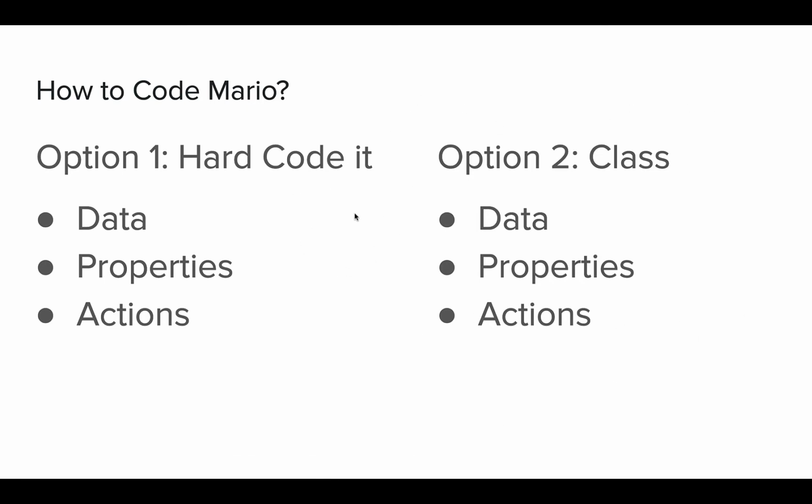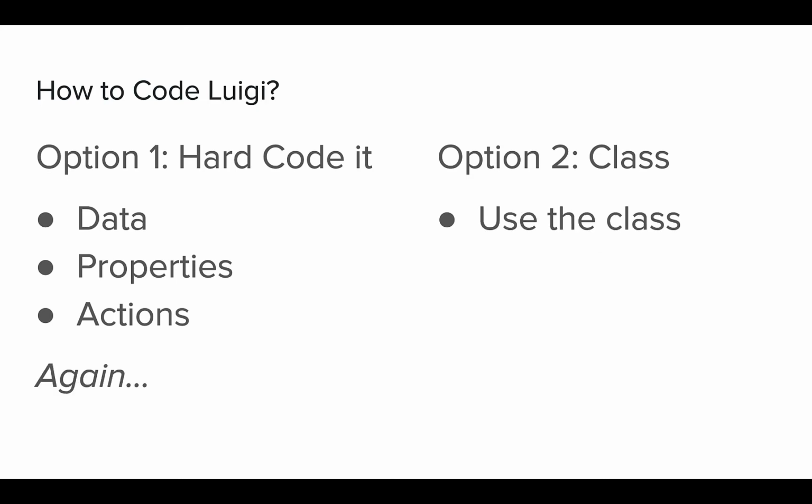As of right now, we're not really doing ourselves any favors, because all we're doing is writing the code. When it matters is when you have to do something else, like create Luigi. If we did that first option, if we hard-coded it into the Mario object, we would have to repeat all of that information for Luigi. We would have to write all of his data, all of the properties, and recode every single action. How does he jump? How does he move left? How does he move right?